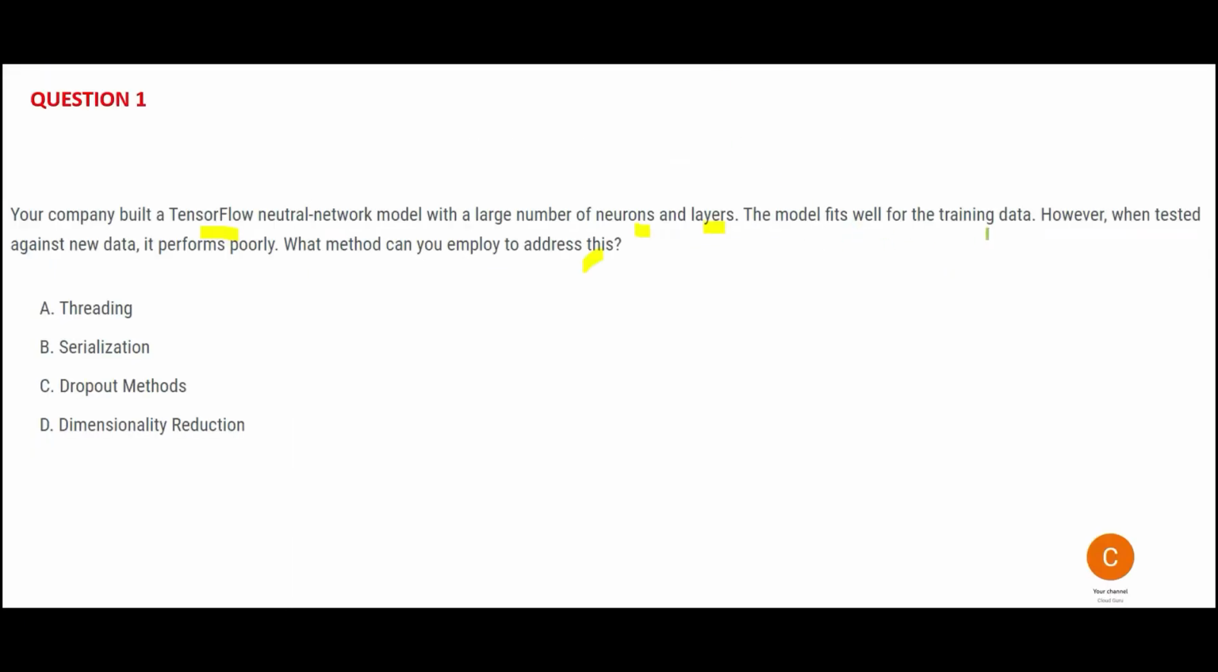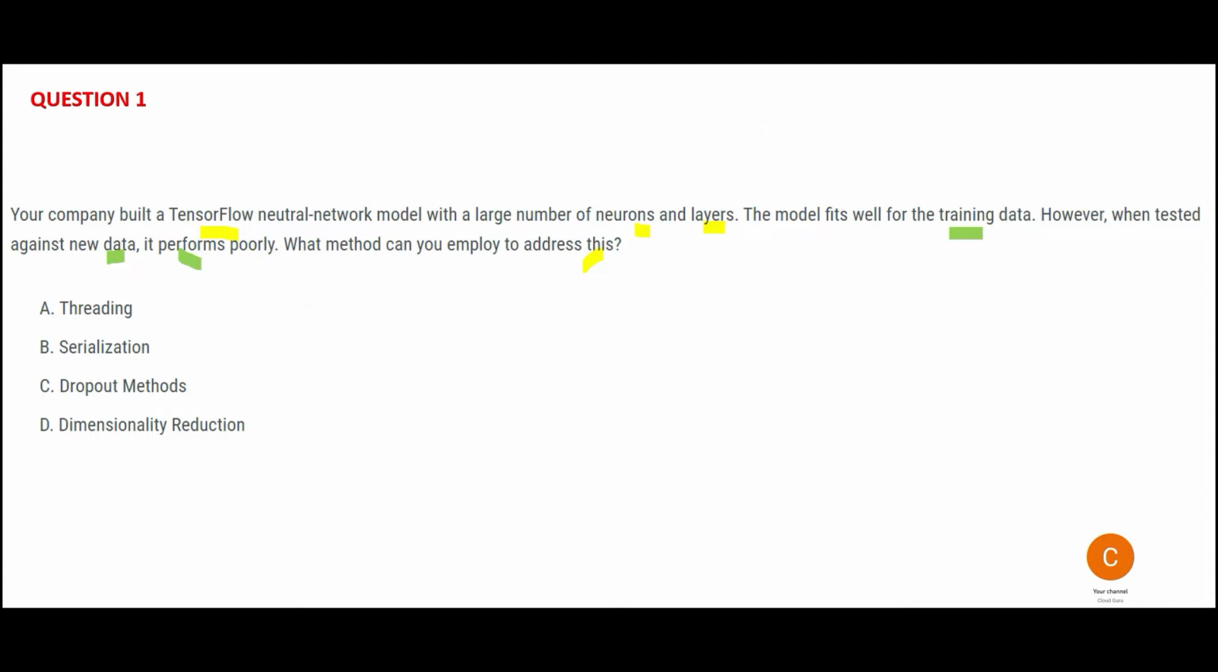Now see, the model is fitting well for training data. In the AI world, we all know that you have to train a model using the training data, and then you use your real data. Suppose you had some training data of, for example, 100,000 records. Now you get some new data, 50,000 more records. You are using that, but you see this TensorFlow neural network model performs poorly.